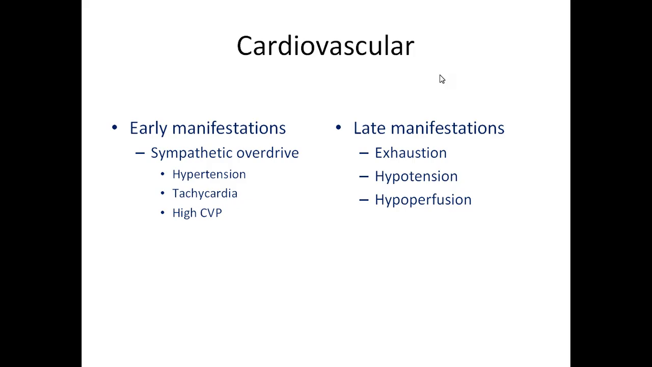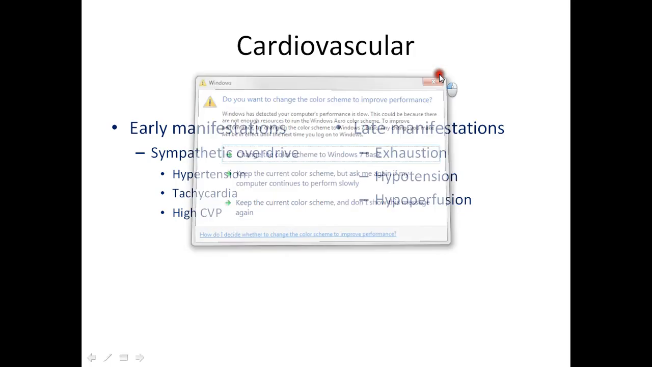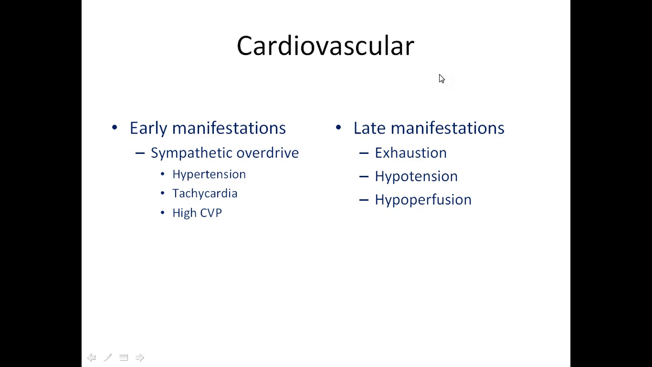What is the cardiovascular involvement of status epilepticus? As we discussed in previous slides, the early manifestations are sympathetic overdrive, which leads to increased heart rate, tachycardia, high CVP, central venous pressure, and hypertension. The late manifestations are due to exhaustion, right? The exhaustion of this sympathetic drive leads to bradycardia, hypotension, and hypoperfusion.